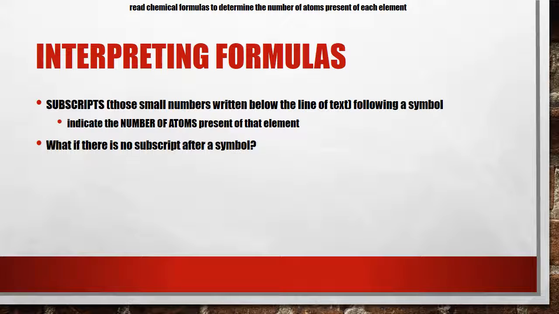If there is no subscript after a symbol, for example, if you think of the formula H2O, there is no subscript after the letter O for oxygen, what that tells us is that there is one atom of that element in a particle of that substance.